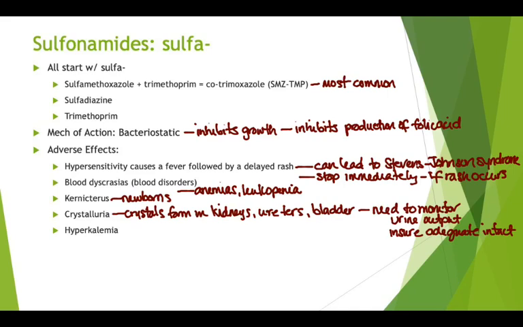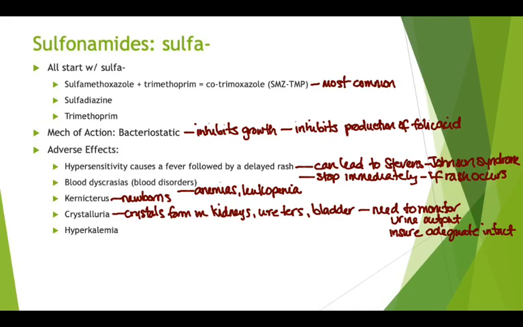Blood dyscrasias are another adverse effect. So any type of blood disorders, like anemias or leukopenia. Kernicterus in newborns, that's when babies are born with elevated bilirubin levels, and it starts to deposit under the skin and in the brain.